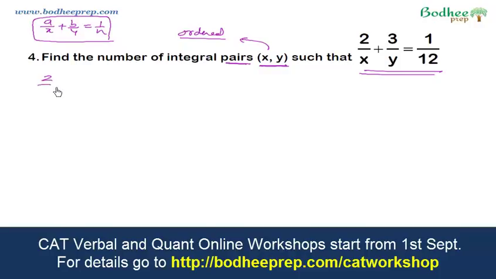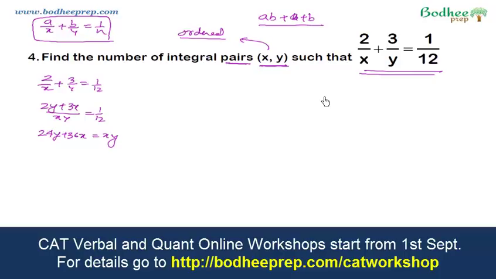Such a question is 2 by x plus 3 by y is equal to 1 by 12. What we need to do is make some kind of arrangement here. We can write it as (2y plus 3x) upon xy is equal to 1 by 12, or we can write it as 24y plus 36x is equal to xy. Many a time in questions you must have come across expressions like this.